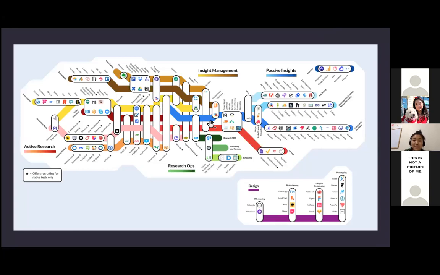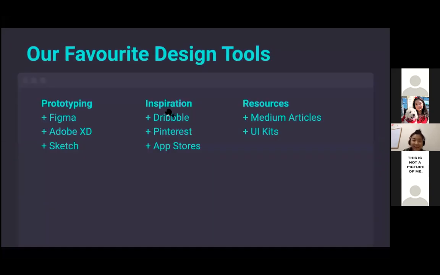And in terms of tools, you can see all of the amazing design tools that you can use. It kind of looks like a transit system. There's so many, and it's kind of hard to choose. But in terms of our favorite design tools, especially for prototyping, we love Figma.